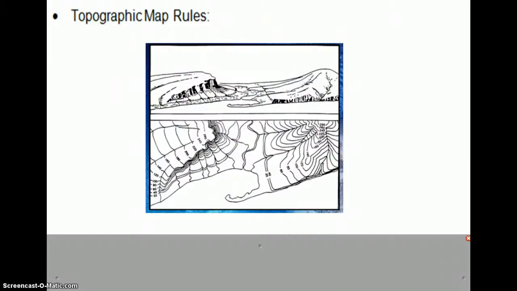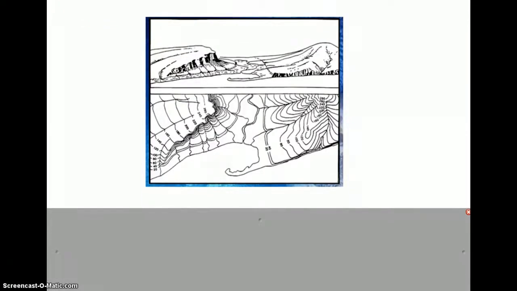So let's go through some of the rules of how to read a topographic map. Going back to this first map that we looked at earlier, I want you to notice when there's a cliff, what the contour lines look like. So right over here, where the land is steep, you probably notice that the contour lines are very close together. And that's always going to be the case.